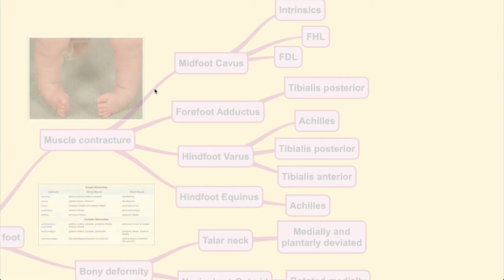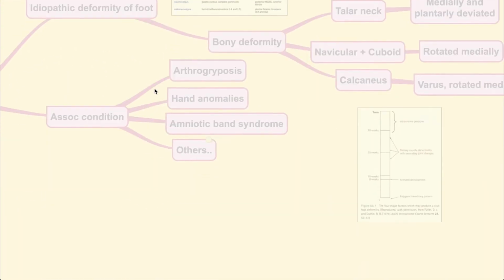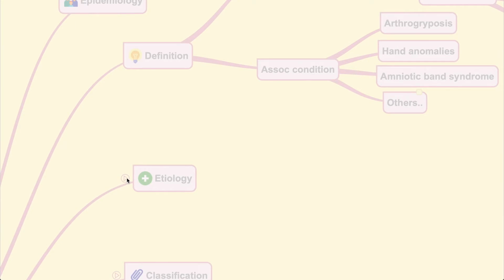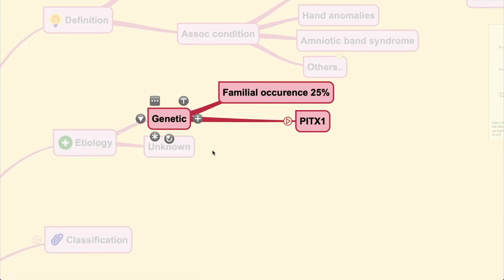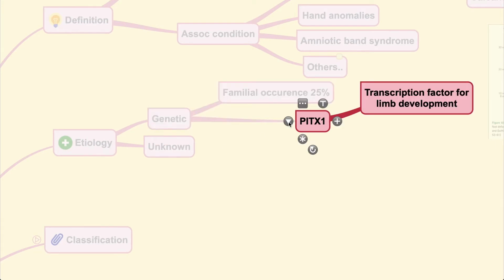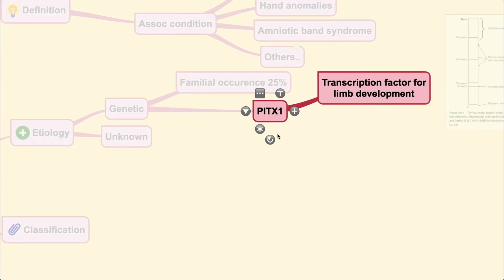And then, besides those factors, the etiologic factors themselves play a dominant role in the formation of CTEV, with a familial occurrence of around 25%.